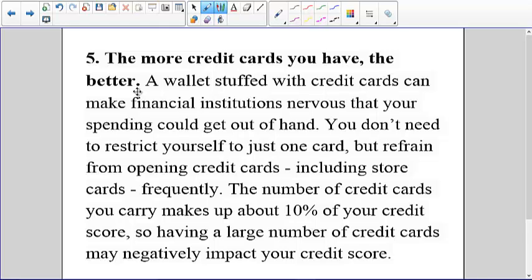Sometimes you go in a store and they'll say, we'll give you 10% off your purchase that day if you fill out a credit card application. And I just don't do those, just because I don't want these credit card numbers floating out there that I never use again. It just seems risky.